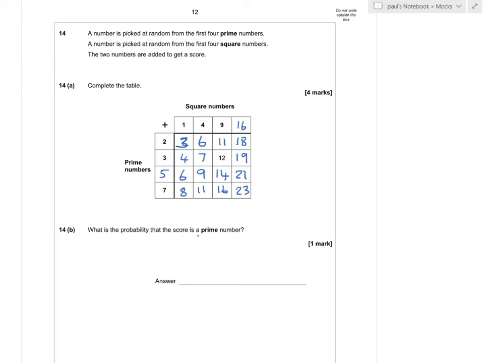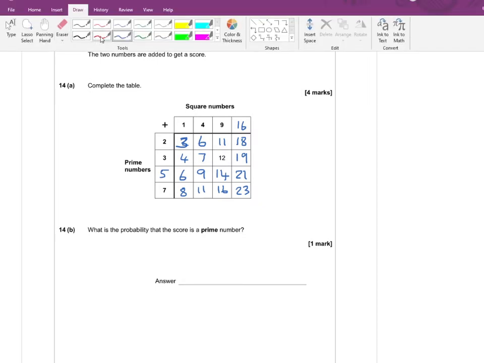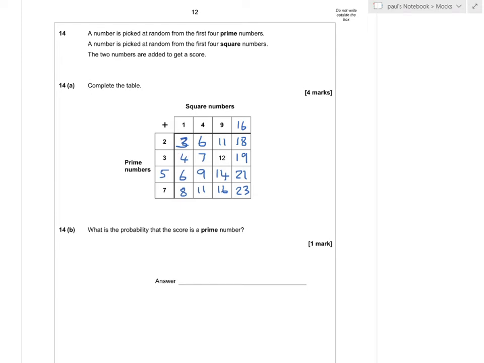What's the probability that the score is a prime number? Alright, so how many prime numbers have we got there? We've got a prime number. There's a prime number. There's a prime number. There's a prime number. 19 is a prime number. 11 is a prime number. And 23 is a prime number. So is that 1, 2, 3, 4, 5, 6? 6 out of how many is that?